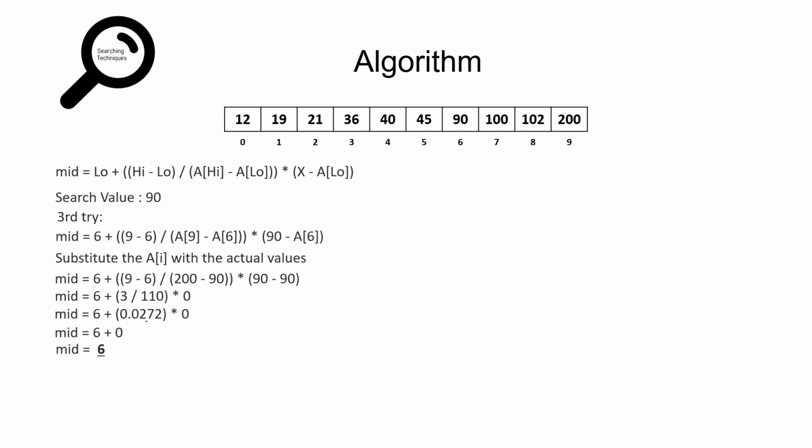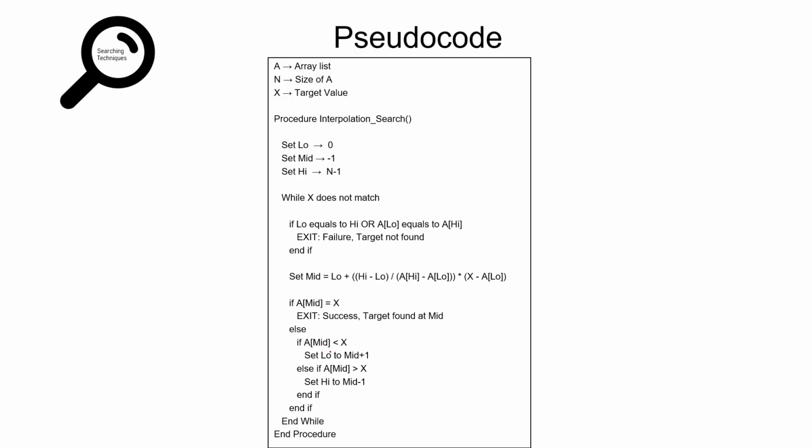We will have a mid now of 6, which is this. This is our probing position. On our third try, we hit 90. So, therefore, index 6 has a value of 90. So, we're not going to repeat the process. We will not repeat the process because we found it. And that's the end of this interpolation search.